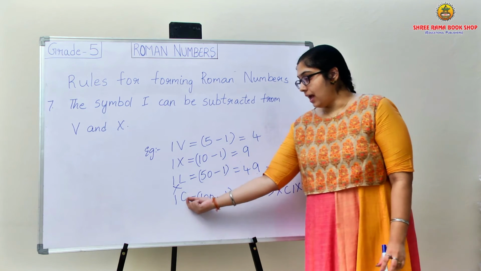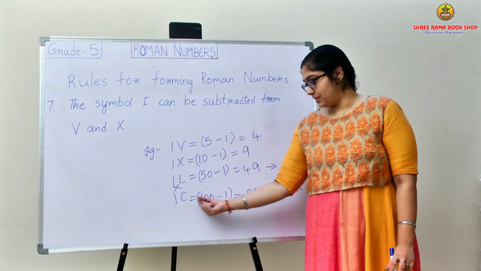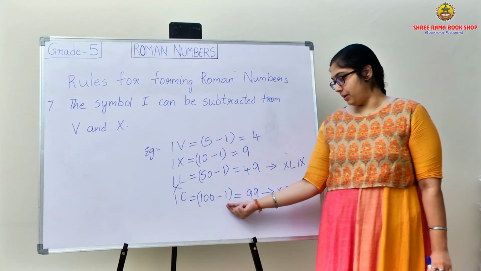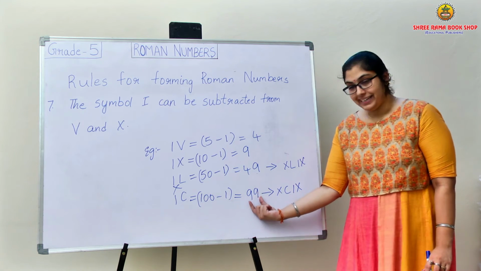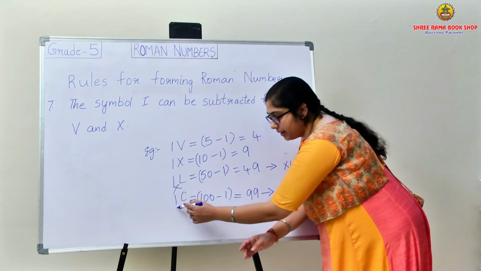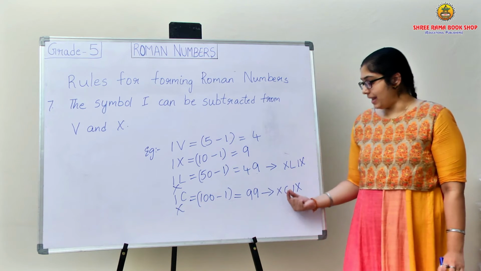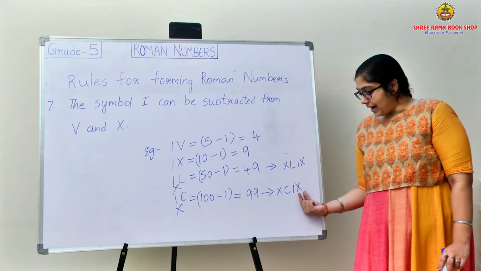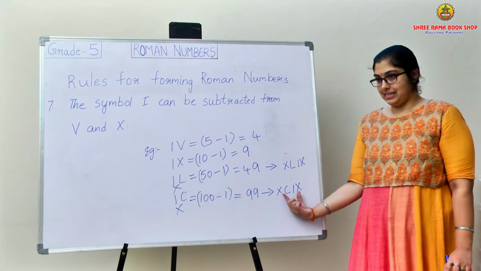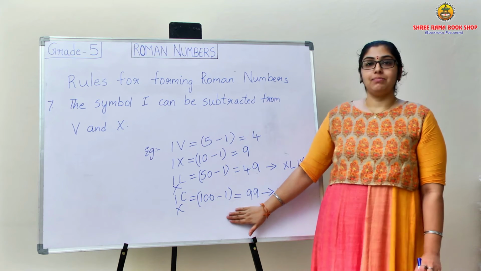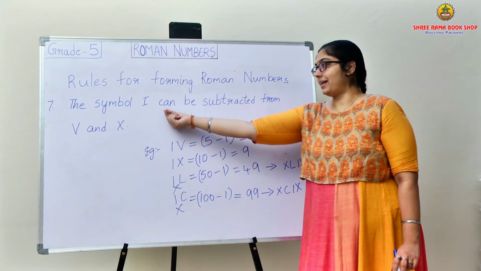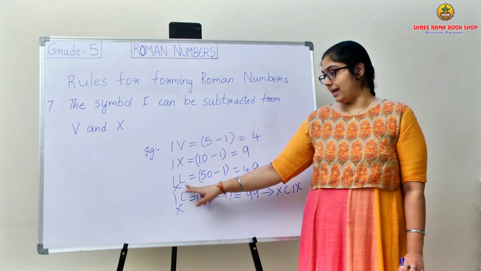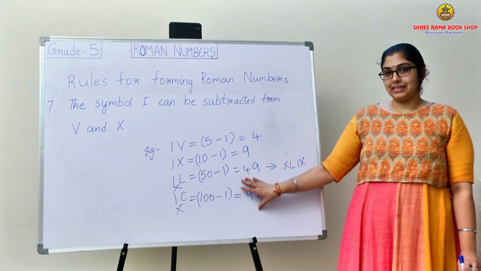In a similar way, IC: C is represented by 100 and I is represented by 1. So 100 minus 1 is 99. But 99 is not represented by IC. This is wrong. It is represented by XC, which is 90, and IX, which is 9. So it is 99. This is what rule number 7 says: only I can be subtracted from V and X, but not from L and C. Okay, from these examples I can say that.